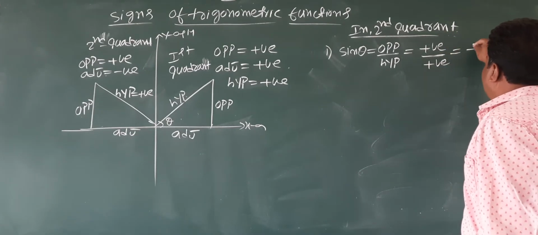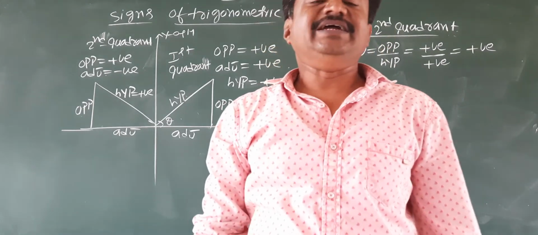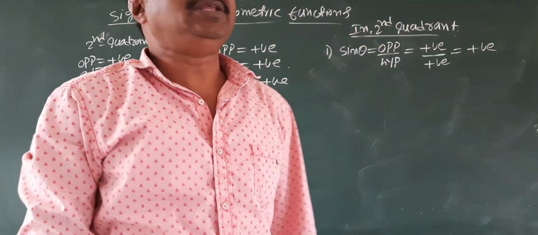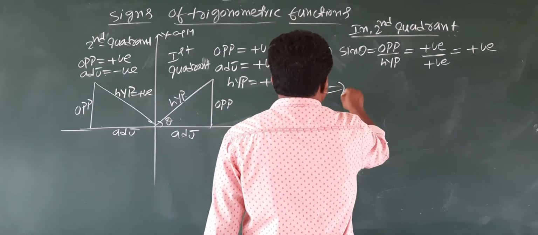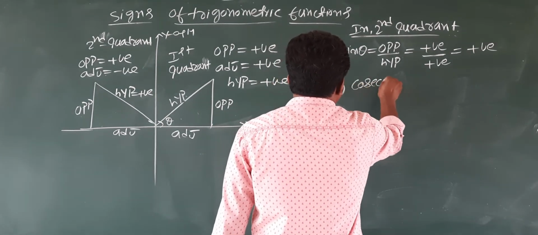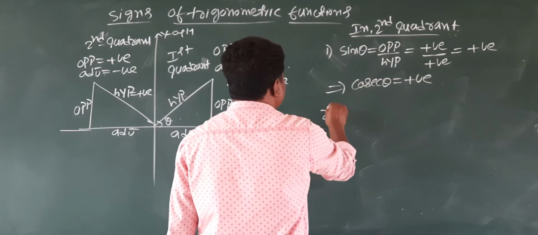Positive by positive. Sin theta is positive. Its reciprocal, cosecant theta, is also positive. So this implies cosecant theta is positive.